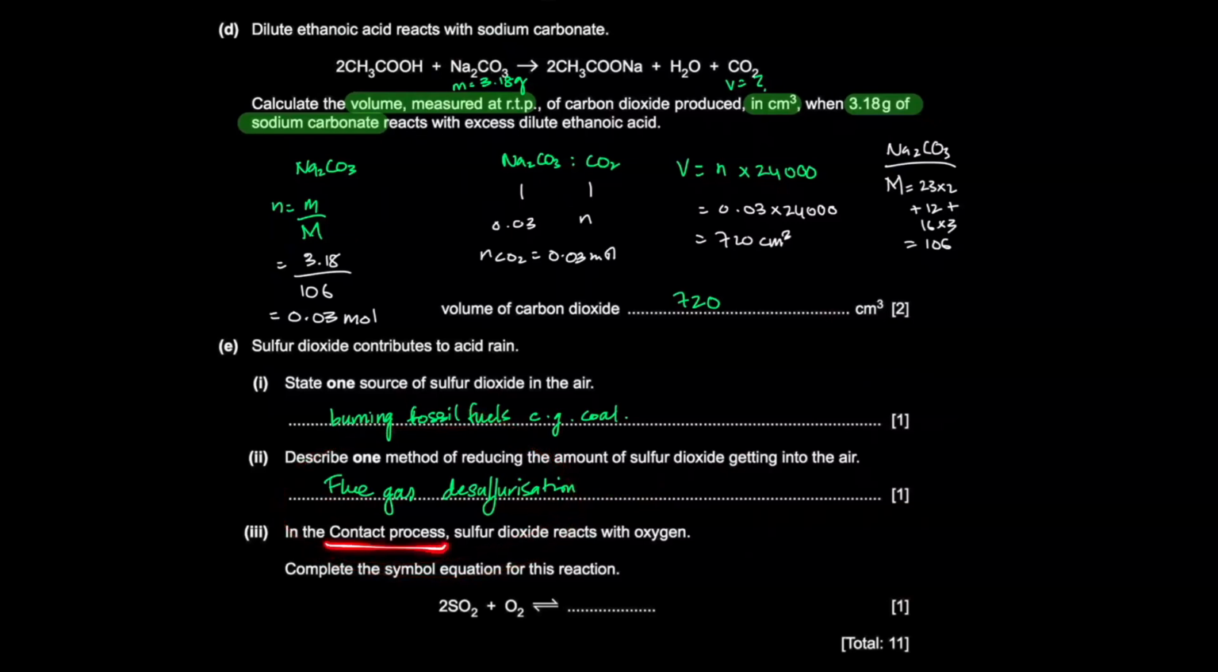In the contact process, sulfur dioxide reacts with oxygen, right, to form sulfur trioxide. Okay. This is something you should just remember. SO3, and it's going to be 2. Okay, and again, the catalyst for this is vanadium(V) oxide, V2O5.